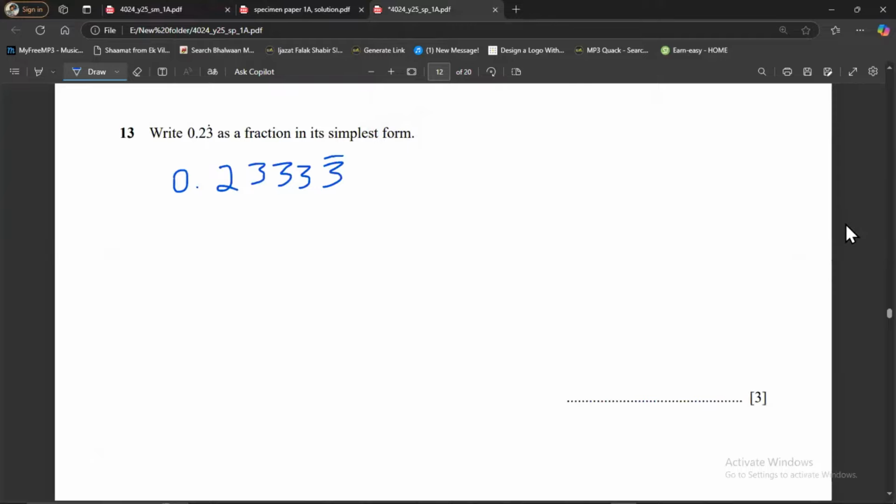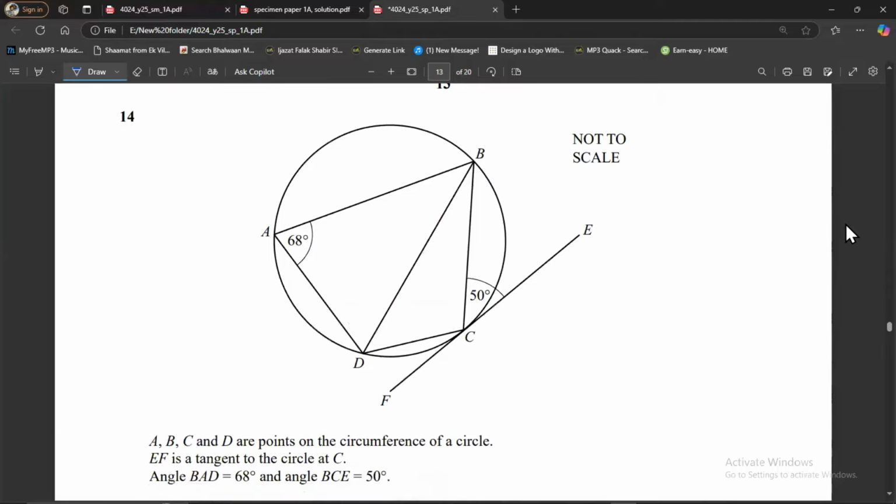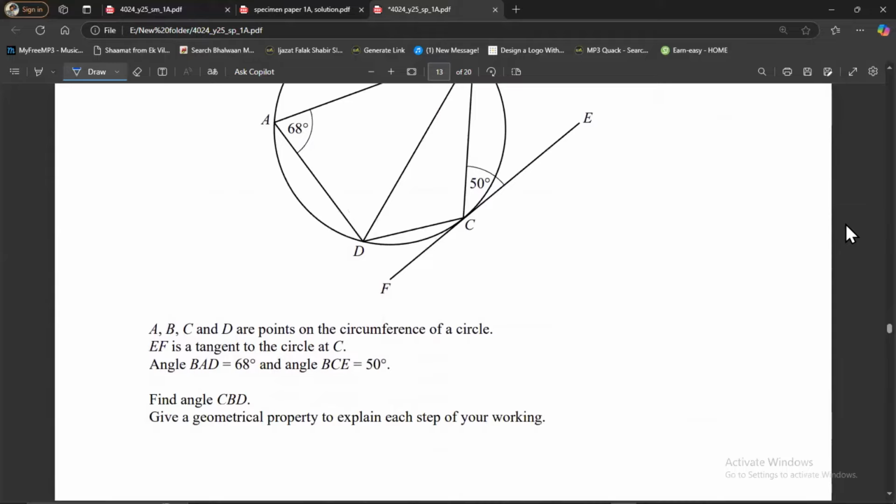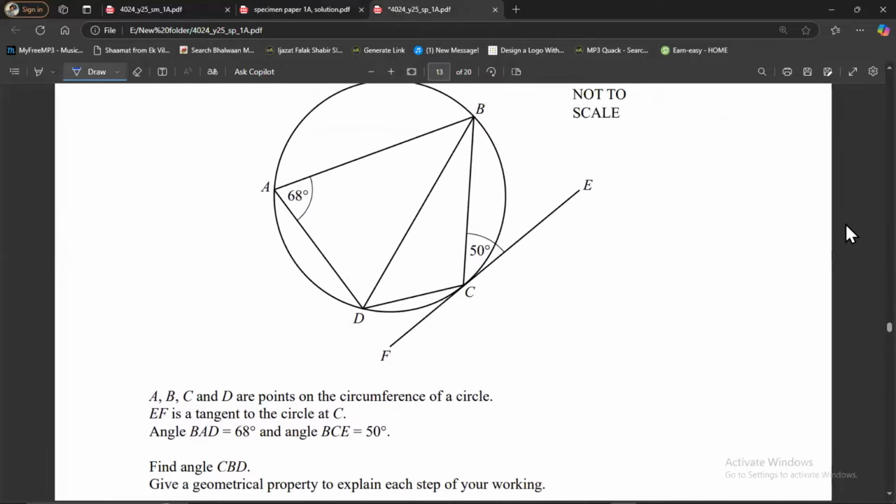So we are going to the next question, and that question is question number 14. It says that A, B, C, and D are points on the circumference of a circle. EF is the tangent to the circle at C. The angle BAD is 68, and the angle BCE is 50. Find the angle CBD. So basically, they want me to find this angle.